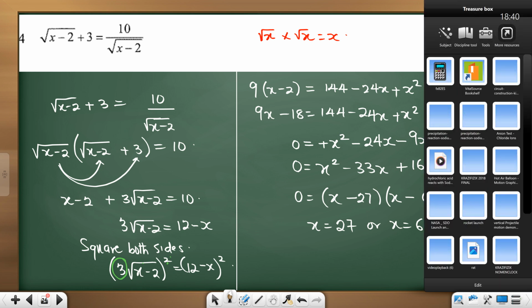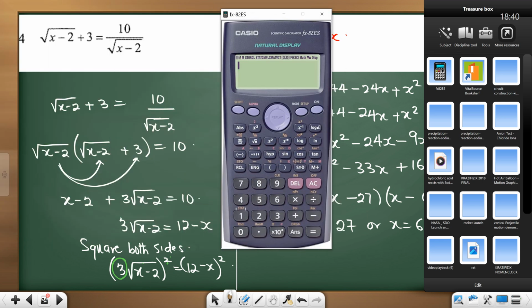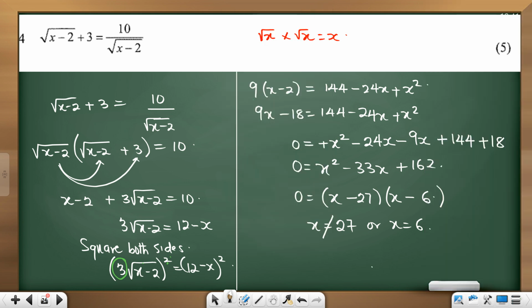How do you test your answer? Please check. I'll take my calculator. I got root of 27 minus 3, plus 3. What is my answer saying? That's the answer on the left-hand side: 3 plus 2 root 6. Let's check the right-hand side. 10 over root of 27 minus 2. It's giving us 2. Do you see that the left-hand side is not equal to the right-hand side? Hence, x cannot be equal to 27.